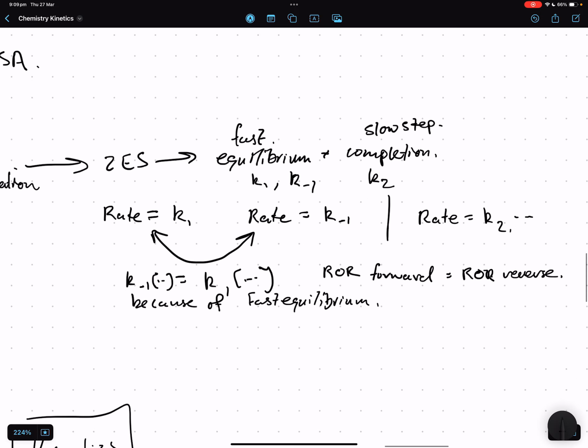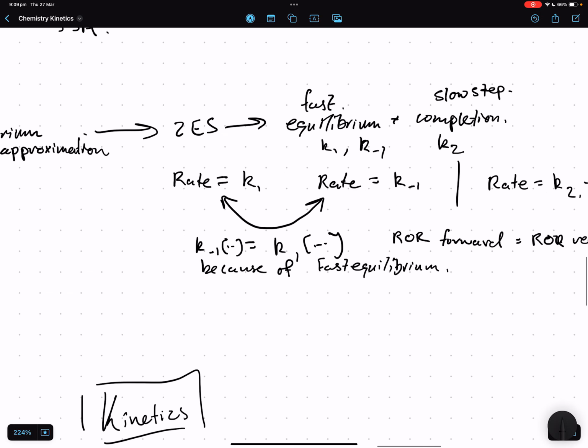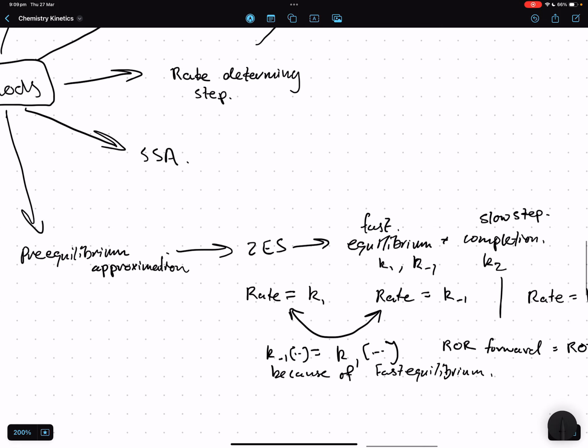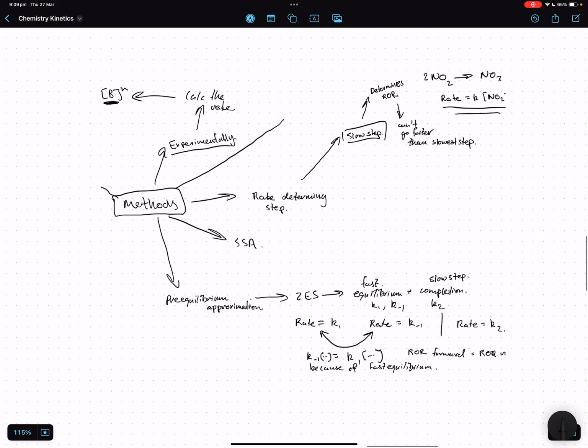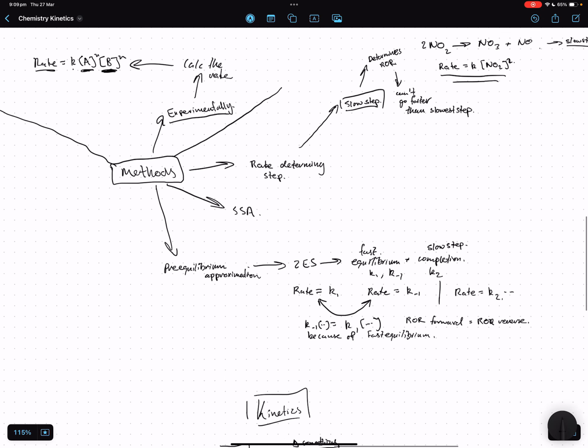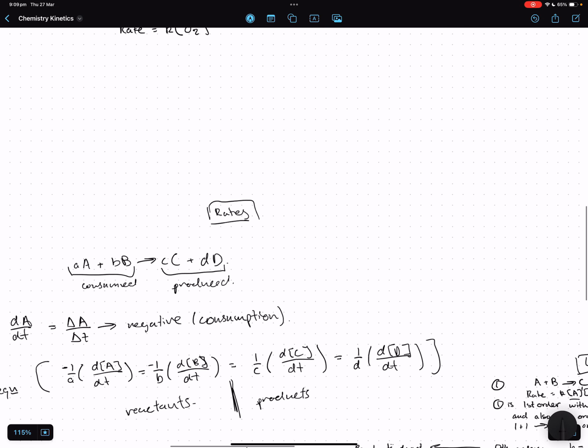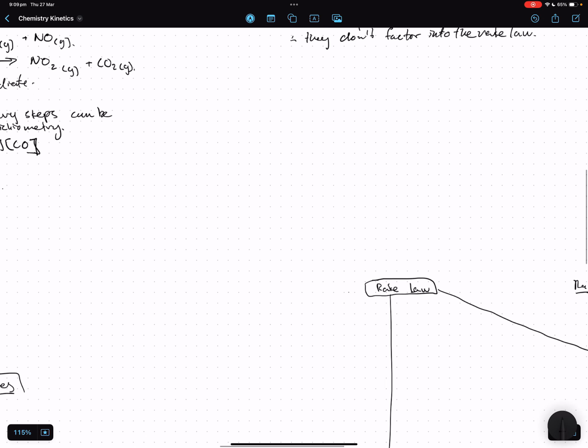You've got to search this up to get some good questions about it. But the one thing we really need to stress about why these methods are necessary is that in the rate law, we cannot have intermediates.